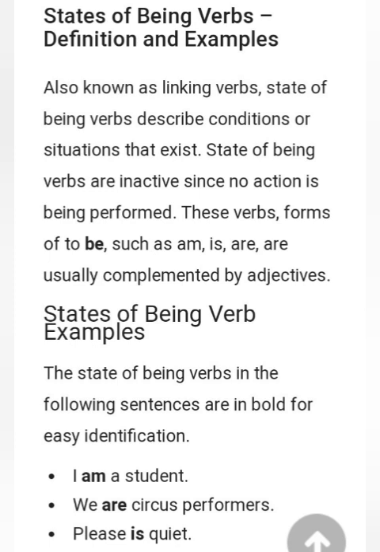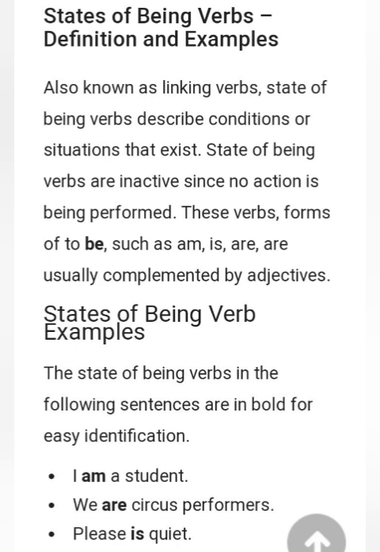State of being verbs, definition and examples. Also known as linking verbs, state of being verbs describe conditions or situations that exist. State of being verbs are inactive since no action is being performed. These verbs are forms of to be, such as am, is, are, usually complemented by adjectives.